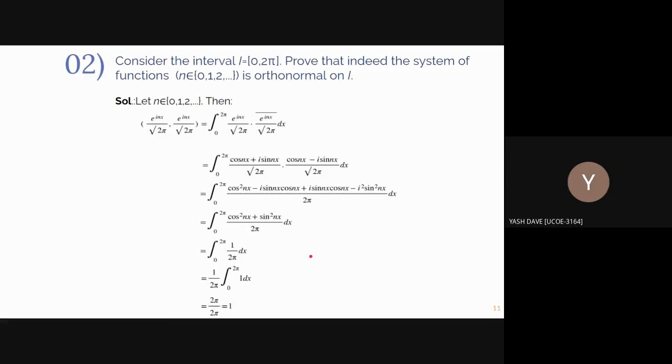The integration of 1 dx is equal to x, and by putting upper limit minus lower limit, we will get the answer as 2 pi by 2 pi, which is equal to 1. And here we have solved case 1 where m is equal to n. Now for case 2, where m is not equal to n, m, n belong to 0, 1, 2 till infinity, and we have assumed m greater than n.